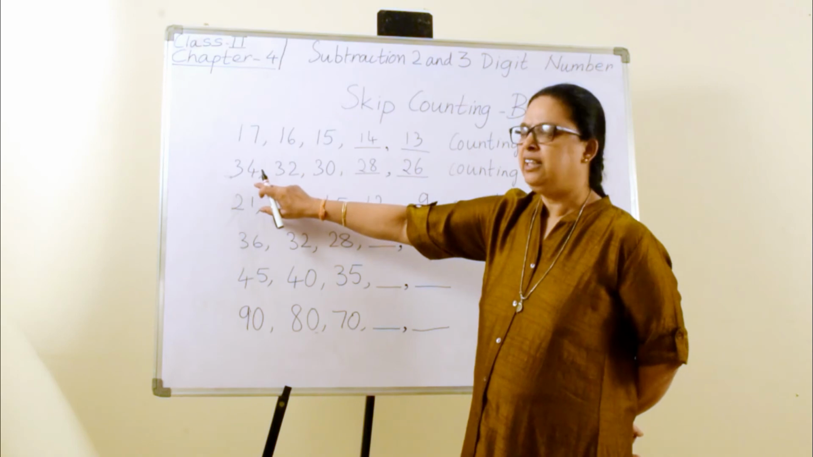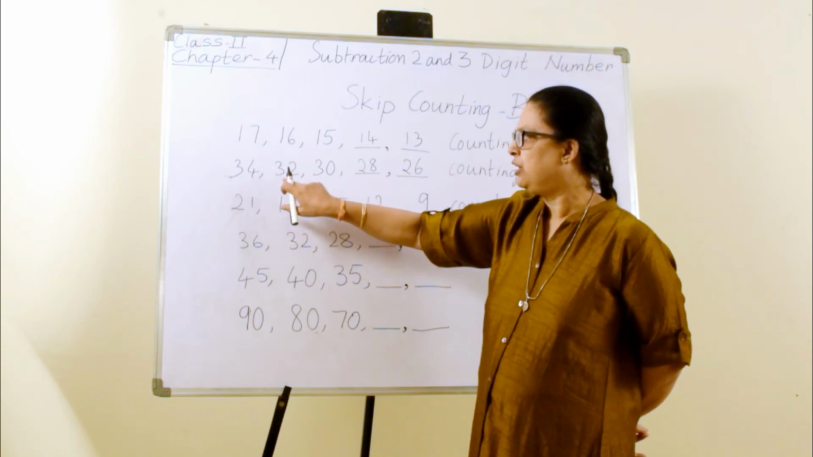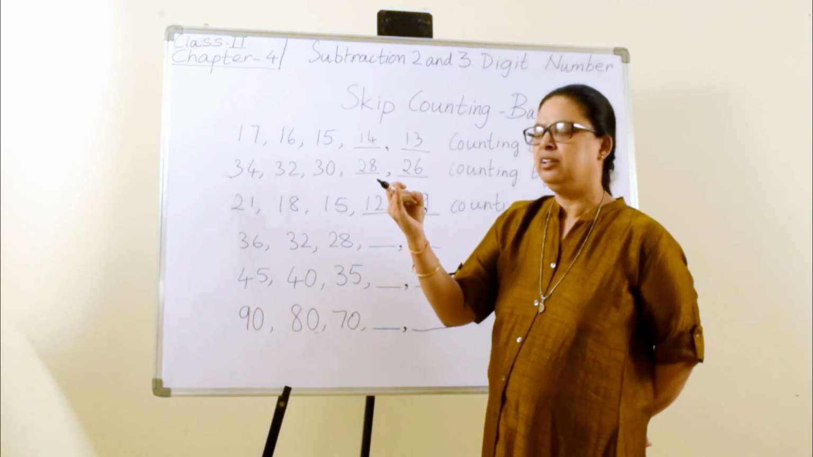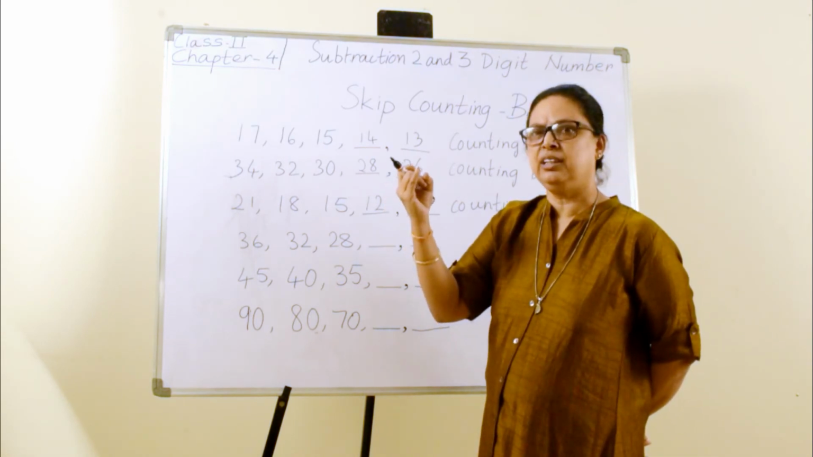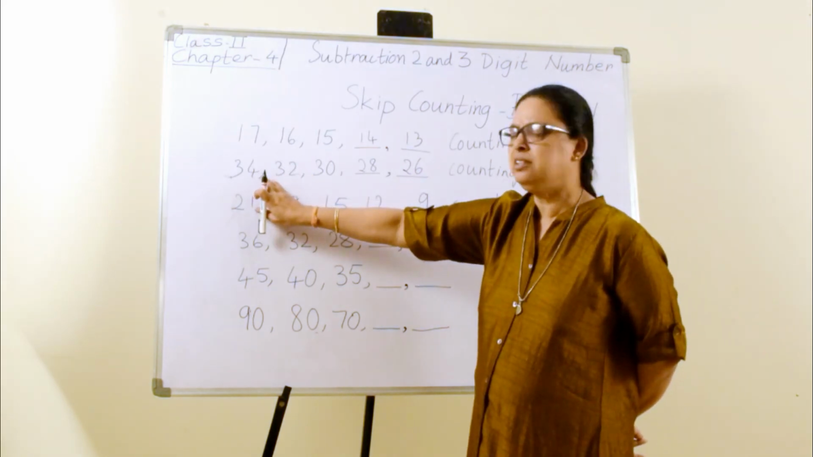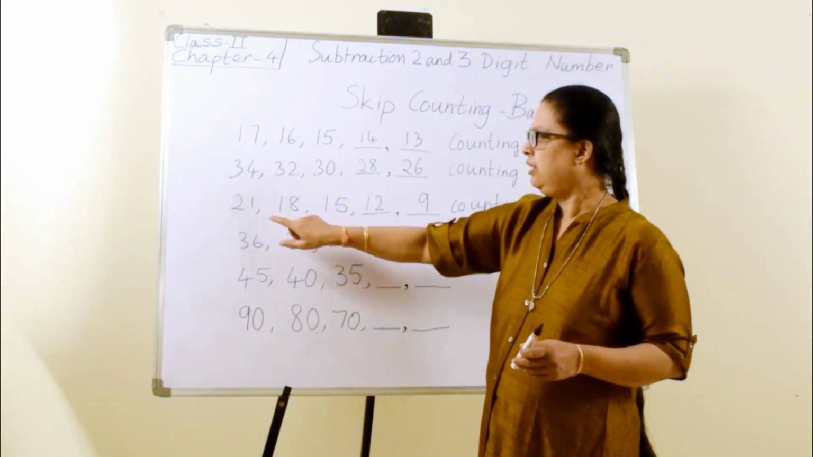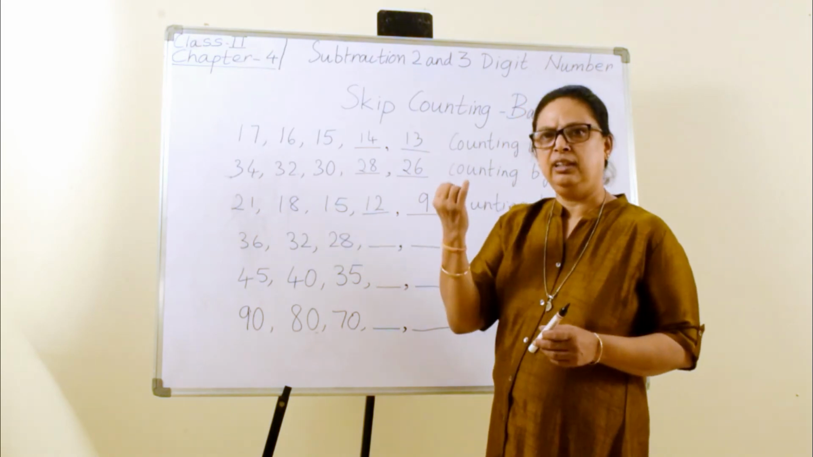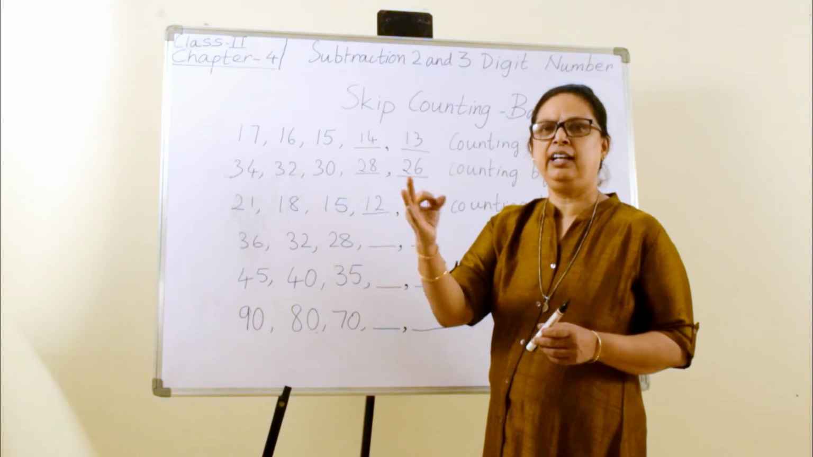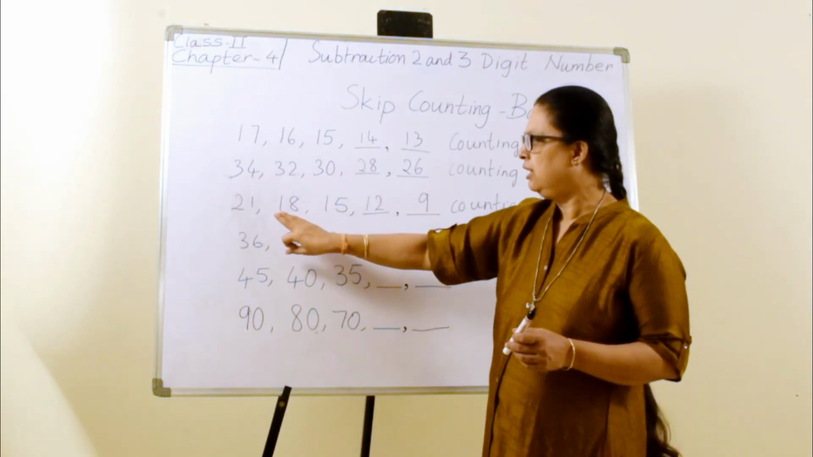See, children, it's very easy. See, from 34 to 32, what is the pattern? How can you count? After 34, 33, 32. Right? You got 32. So the pattern is 2. Same way, after 21, if you count, 20, backward 19, and then 18 came. So the difference over here is 3.